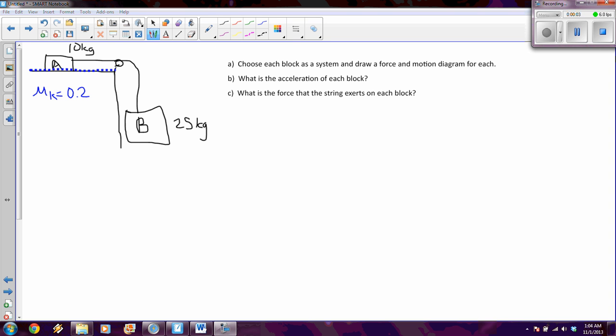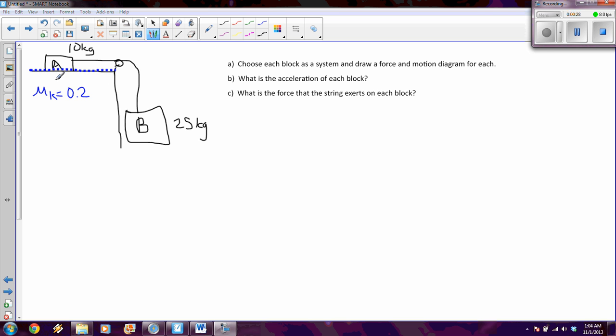Okay, here's our third and final example with the pulleys. Now, this situation looks a lot similar to example 2, except we added one factor. And that is that our table now, we're no longer assuming that there is no friction. We're assuming that it is a rough surface, and that there is some coefficient of kinetic friction.